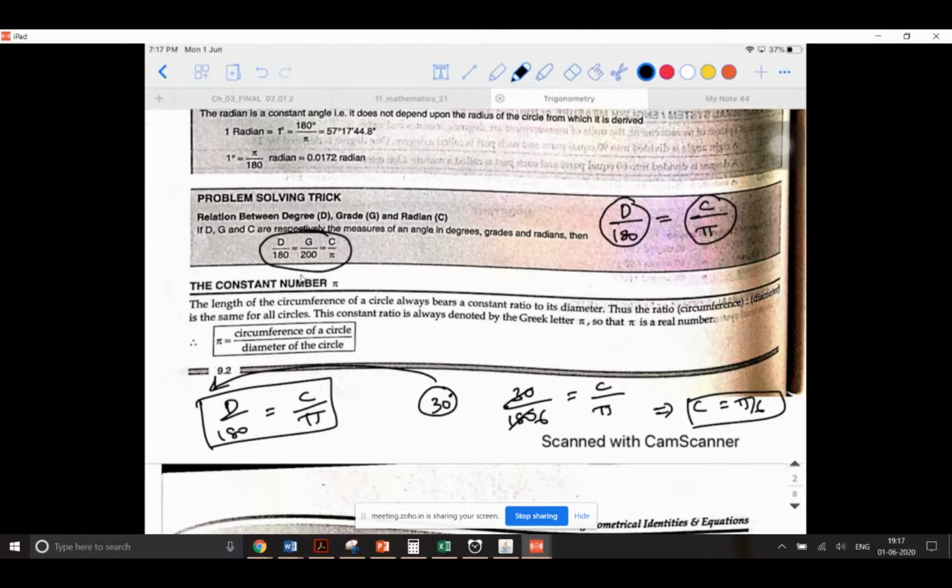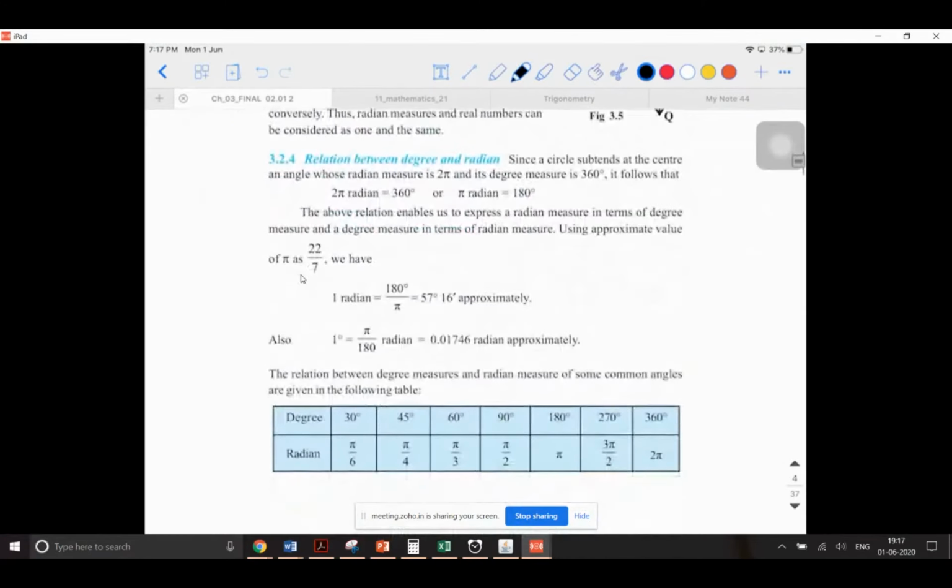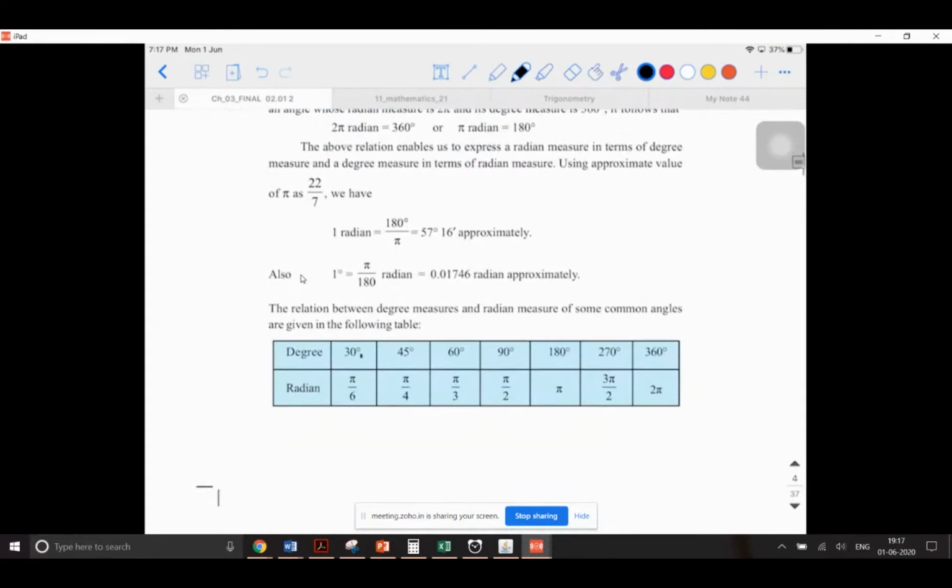So are we ready to do the problems? Can we start? So I'm just keeping the textbook open. So here it is given C. 30 degrees is pi by 6, 45 degrees is pi by 4. You can do the conversion from the formula that I gave you. I know it takes some time for you to remember. So I know this confusion exists.